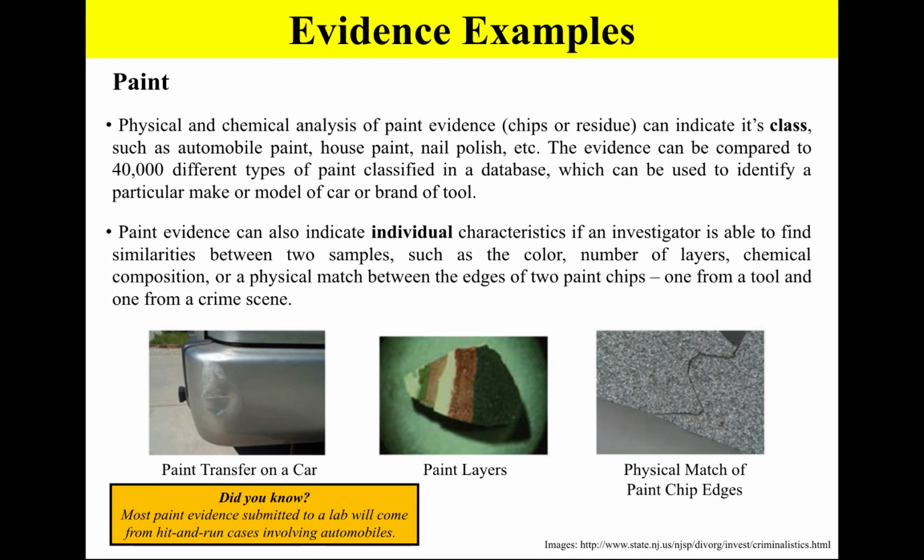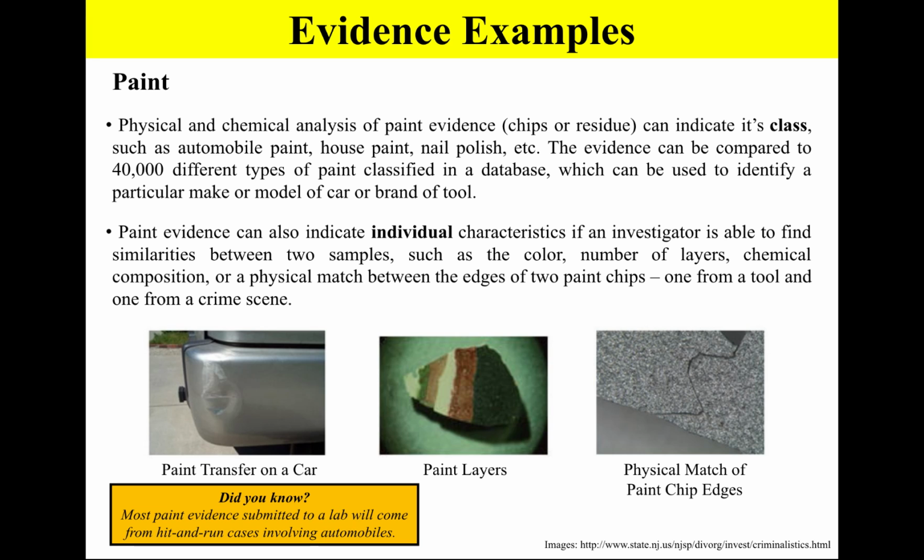So, one of the first examples of evidence we're going to look at is paint. You can do physical and chemical analyses of paint evidence, and that paint can be chips or residues. When you look at it, you can indicate what its class is. So, is it automobile paint, house paint, nail polish, etc.? You can look at a database that has 40,000 different types of paint classified, and it's used to identify a particular make and model of a car, or maybe a brand of a tool.